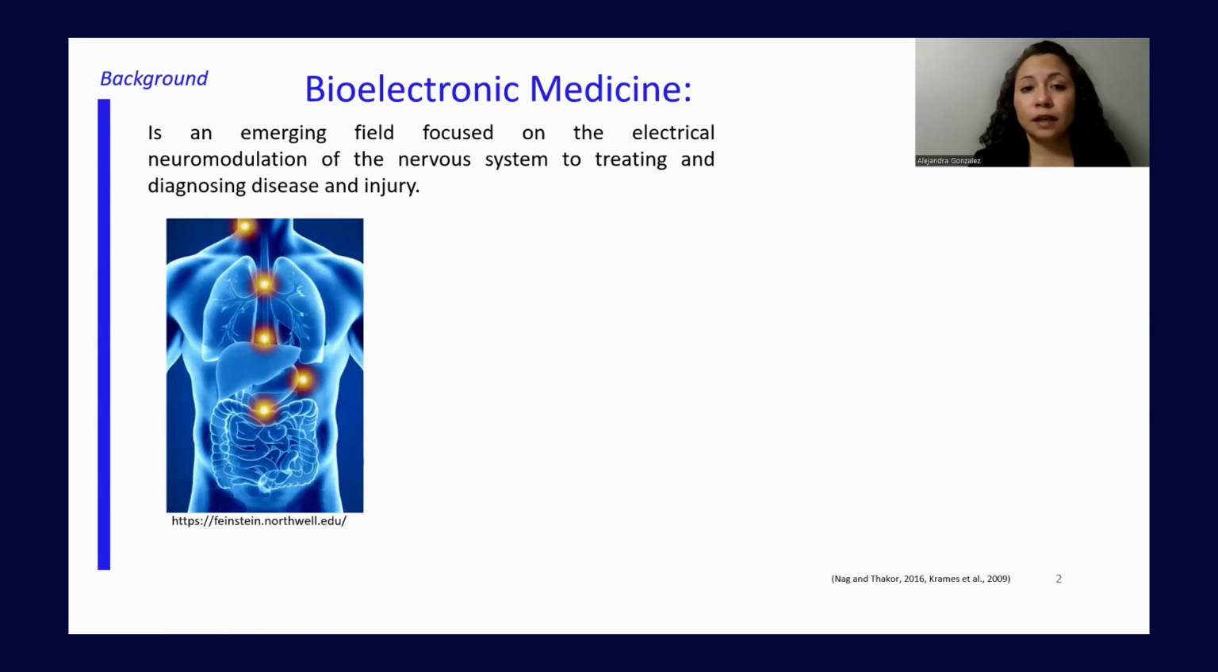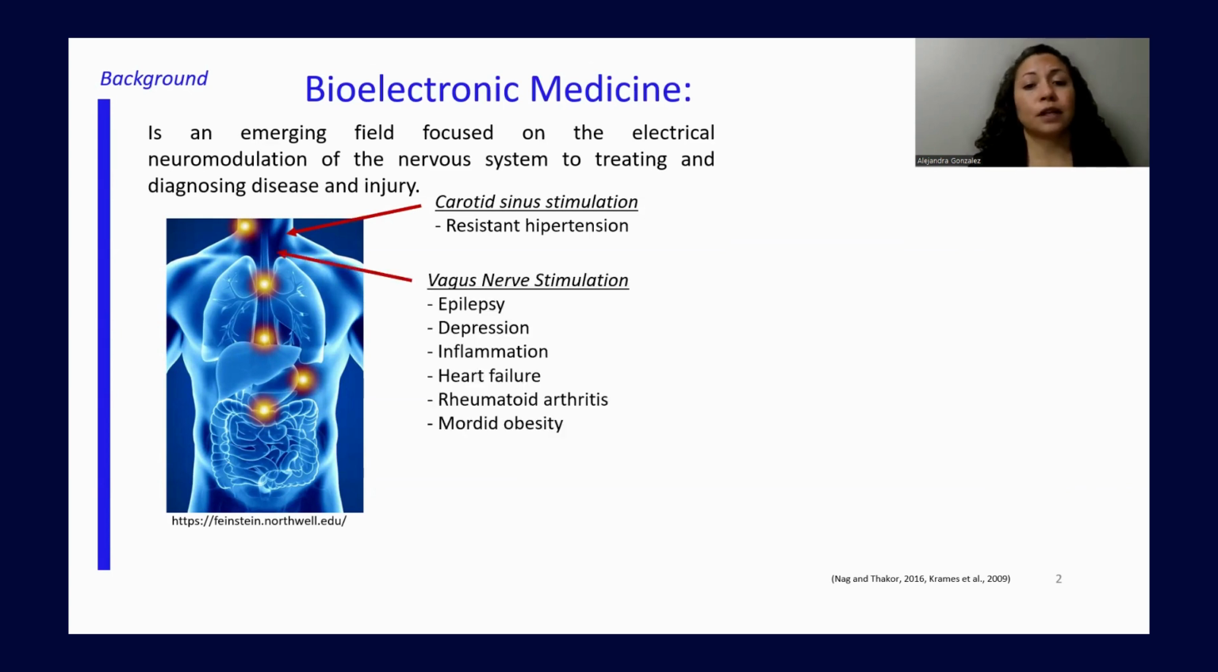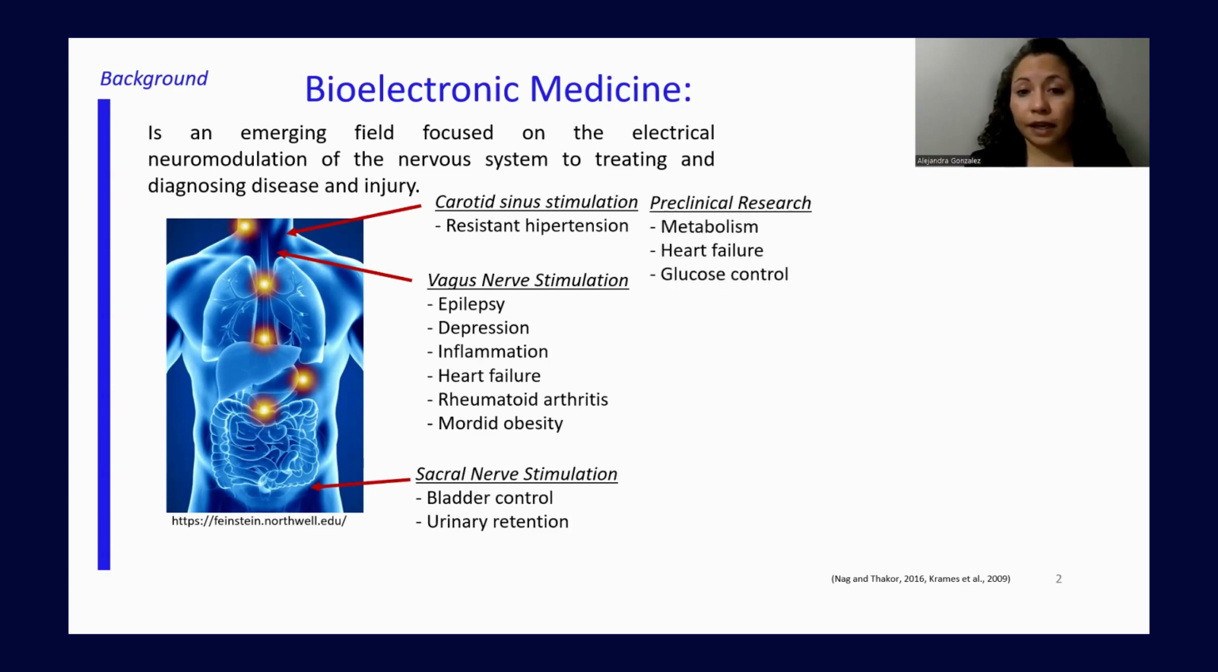This is an emerging field focused on the electrical neuromodulation of the nervous system to treat and diagnose disease and injury. It is mainly used for patients that are drug resistant. The clinical application includes a long list of targets, including carotid sinus stimulation, vagus nerve stimulation, and sacral nerve stimulation, and the applications range from resistant hypertension to epilepsy and depression, and the list is growing. The preclinical applications also include metabolism studies, heart failure, and glucose control.